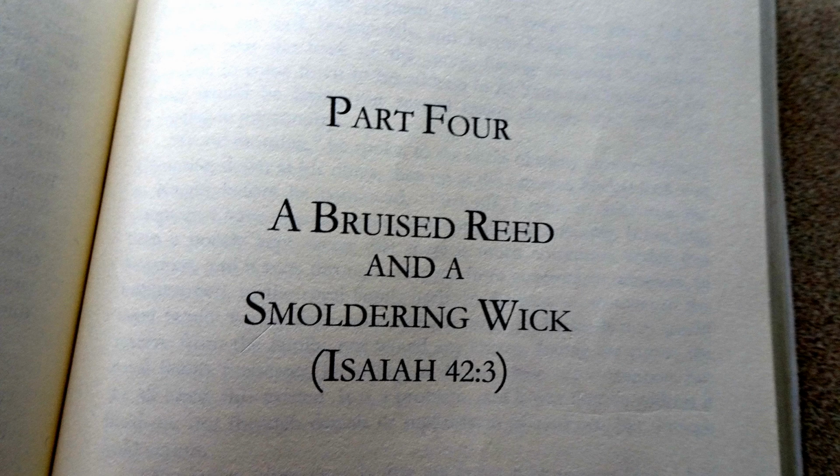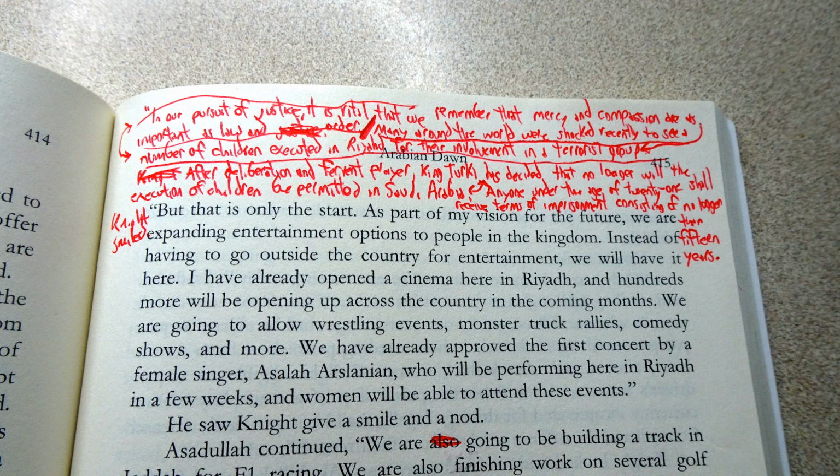Part 4, a bruised reed and a smoldering wick. Okay, earlier in the book, there have been several instances where Trevor has confronted this prince with suggestions or whatever. One major issue has been the death penalty in Saudi Arabia. And there's some other stuff as well, which you may see in this chapter. And so what I really wanted to do was just have those things mentioned here.